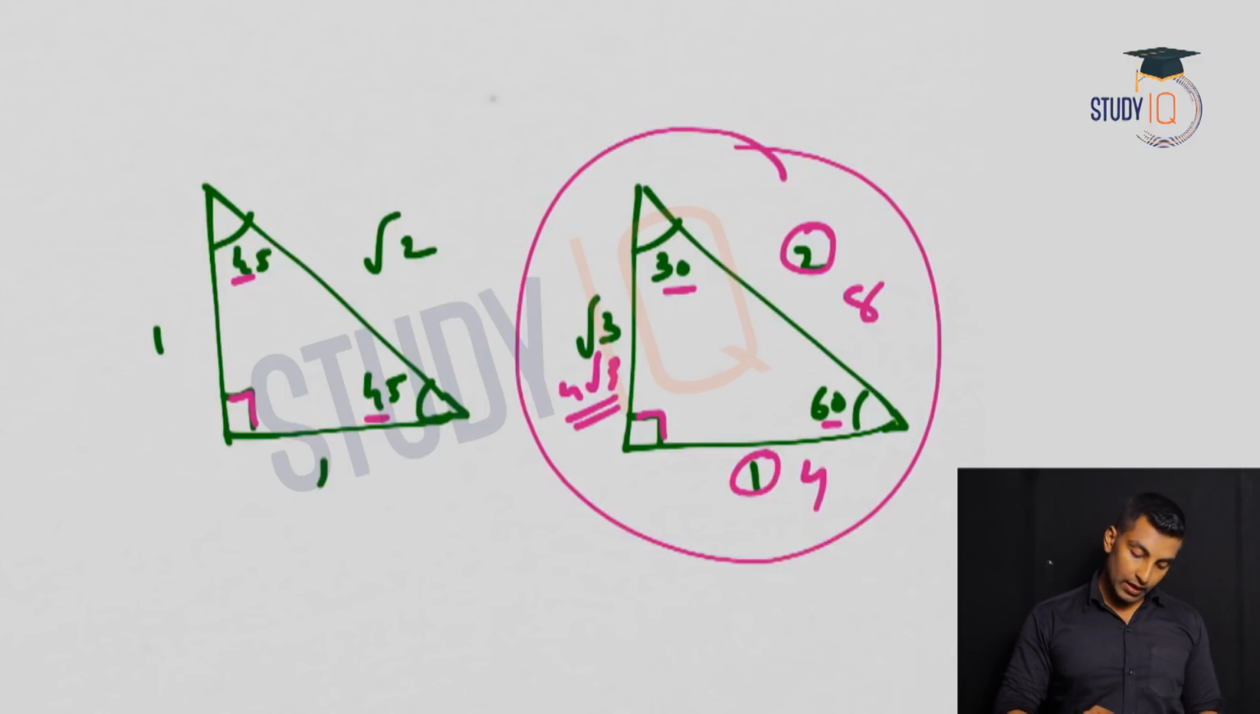Okay, so if this is given as 20, this will be 20 only. See, angles are the same, so the two sides will have to be the same. So this is root 2 into 20. I hope this is clear. So if one side is known, you can find any other side.